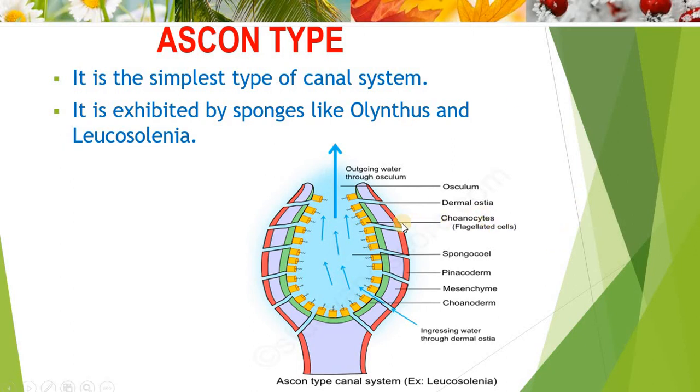These are the choanocytes, and these are the flagellated cells. This is the choanoderm, this is mesenchyme, this is pinacoderm, this is the spongocoel, which opens to the outside through osculum. These are the dermal ostia through which water enters.